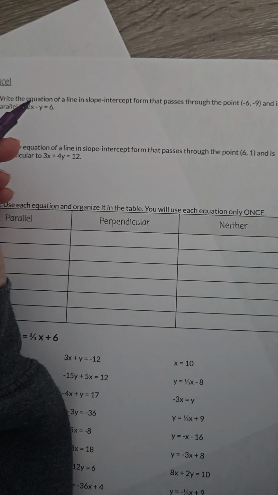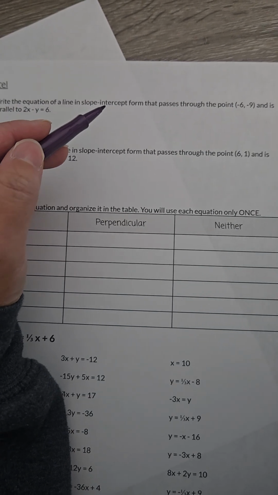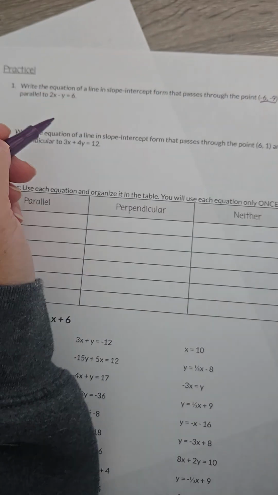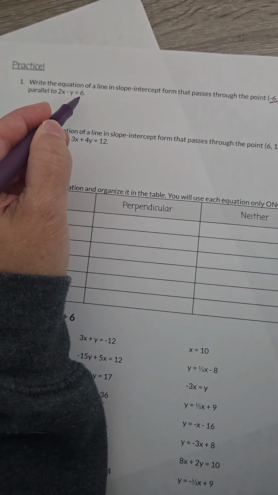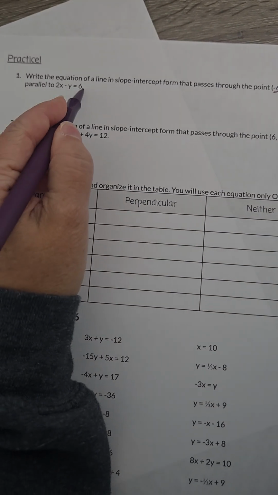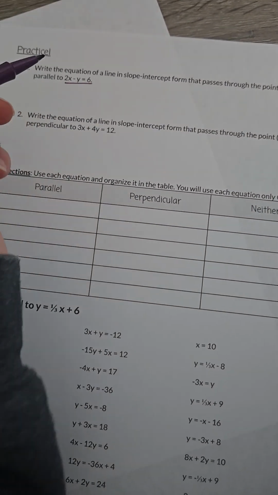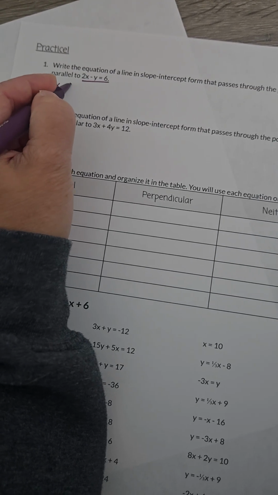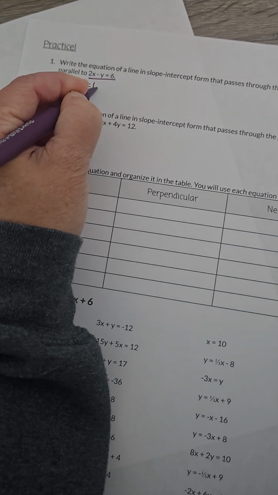Okay, so we're going to write the equation of a line in slope-intercept form that passes through the point (-6, -9) and is parallel to 2x minus y equals 6. So the first thing that we have to do is take this 2x minus y equals 6 and put it into slope-intercept form. So we're going to take 2x minus y is equal to 6.